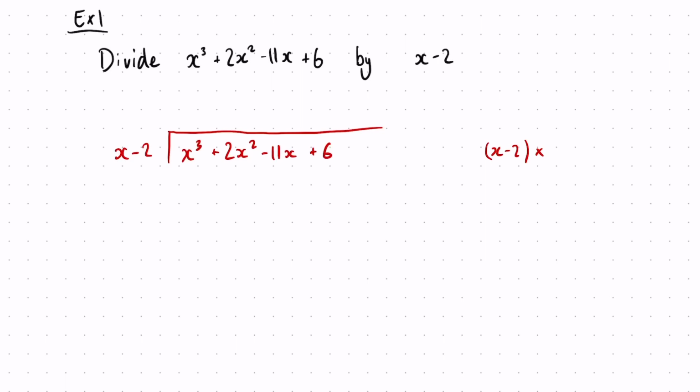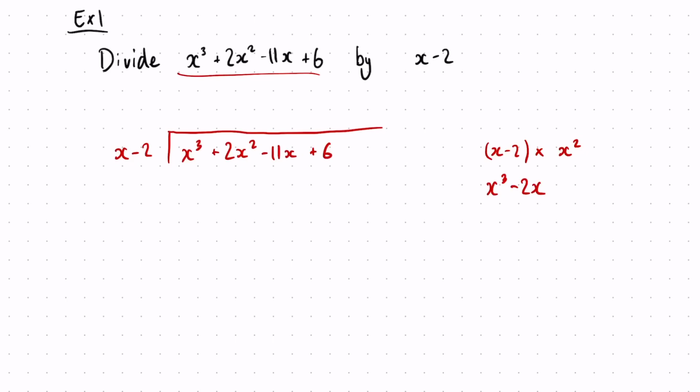The degree is the power. The degree is the highest power, that is. So in this case, our degree is 3. So we always start there. So we need to think of what we can multiply x minus 2 by to get rid of x cubed. And that would be x squared. When I multiply x minus 2 by x squared, I get x cubed minus 2x squared.